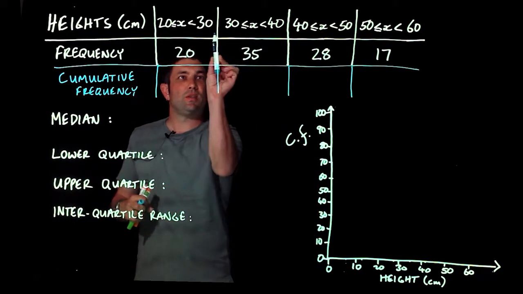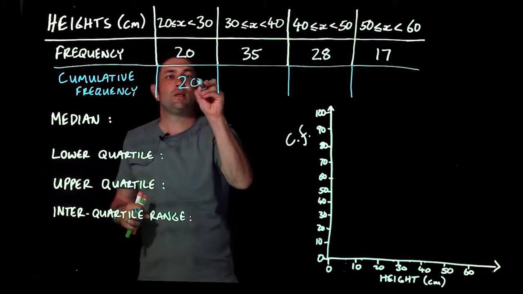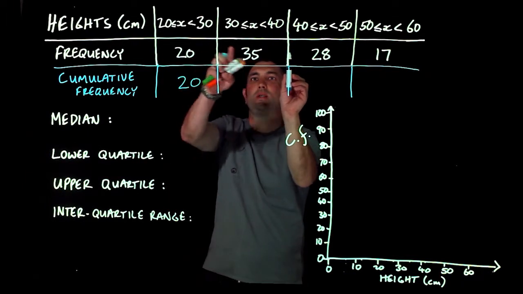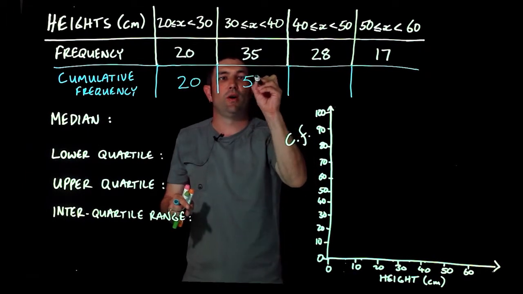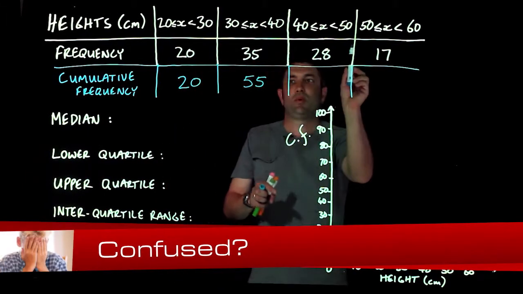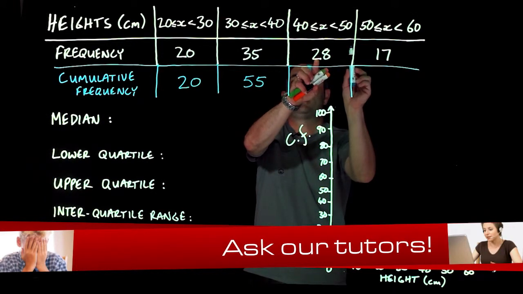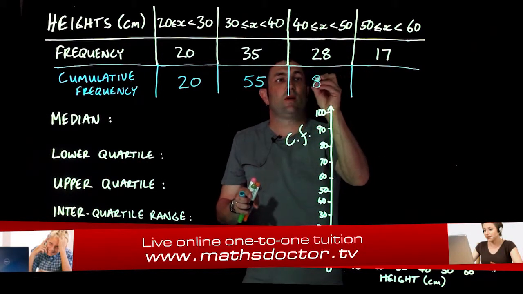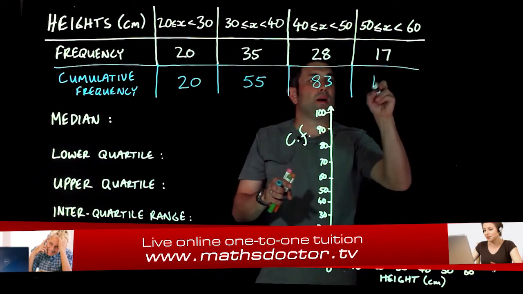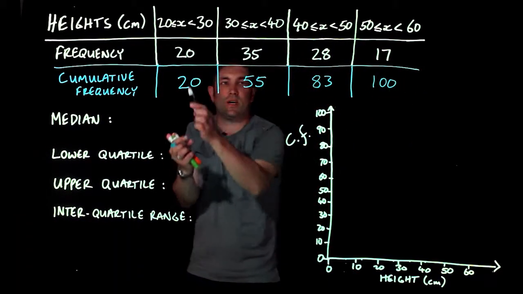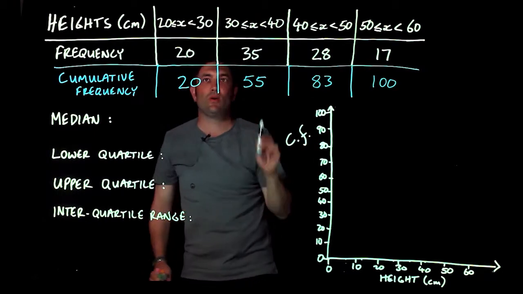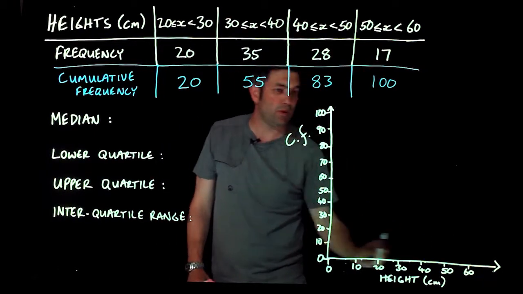So up to this point, I've got 20 bits of data. Up to this point, I've got 20, add 35, 55 bits of data. Up to this point, 55, add 28, 83. And then up to this point, 100. So I had 100 bits of data in my table. I'm now going to plot those on my cumulative frequency graph.